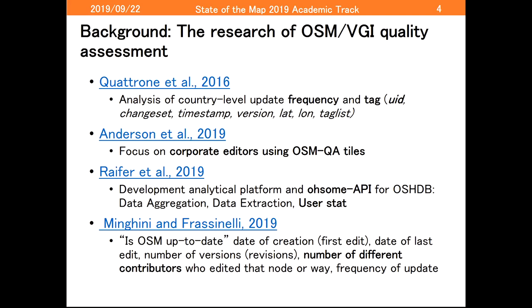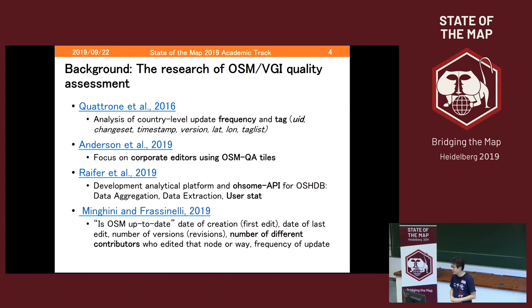Research on OpenStreetMap quality assessment and user interaction, based on users and regions, has been increasing in academic research in recent years. Here are a few examples from this year. Analysis of how OpenStreetMap data was created and what kind of user interaction took place is very important when considering the sustainability of the OpenStreetMap community.